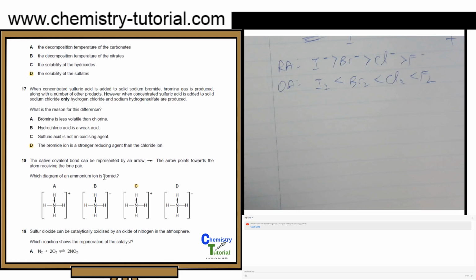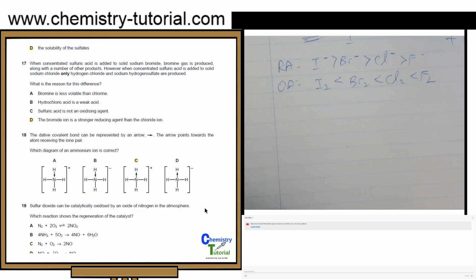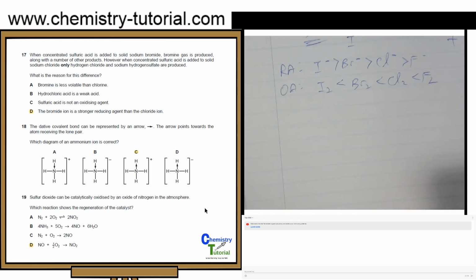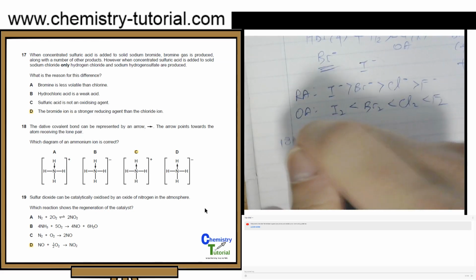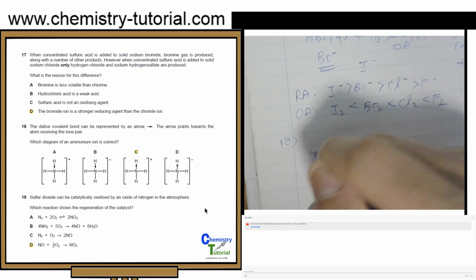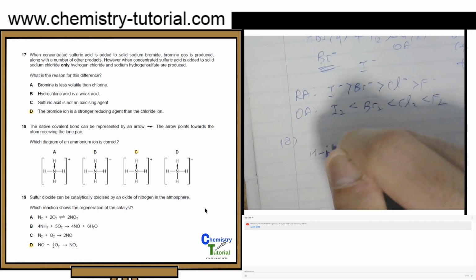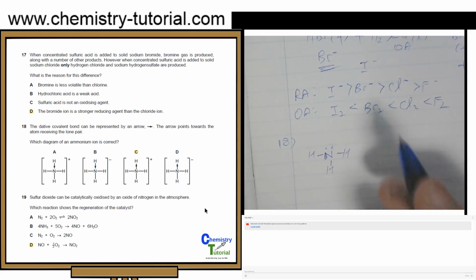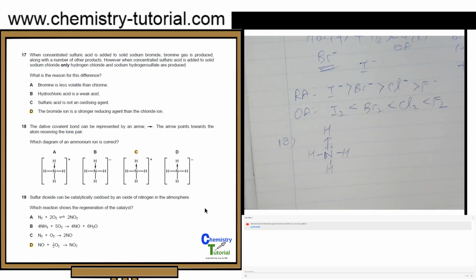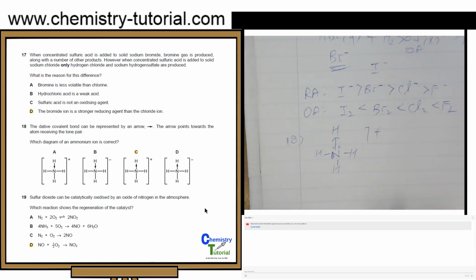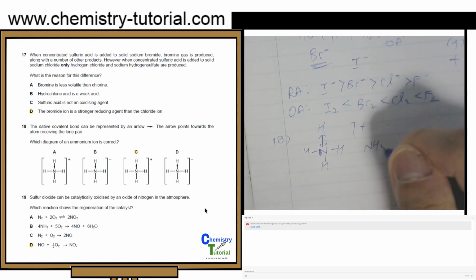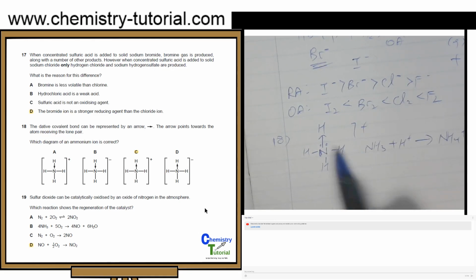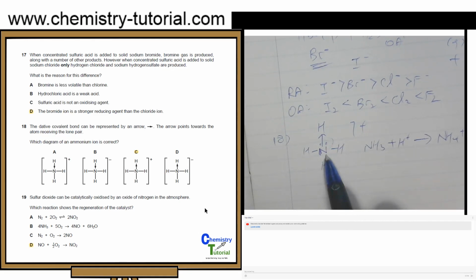Now for question 18, the dative covalent bond can be represented by an arrow, and the arrow points towards the atom receiving the lone pair. So this is how we draw our ammonium ion. NH3 is a Lewis base, or a Bronsted-Lowry base. There is a lone pair, and it's going to donate this to hydrogen, H+. So we put a plus outside because technically what we have is NH3 plus H+ to give you NH4+. The lone pair comes from the nitrogen.